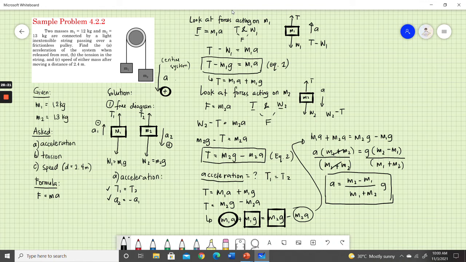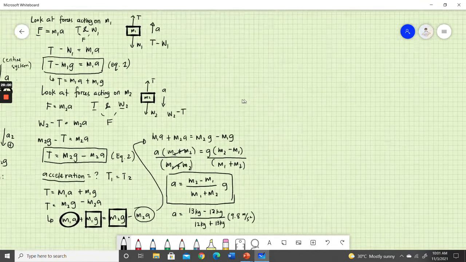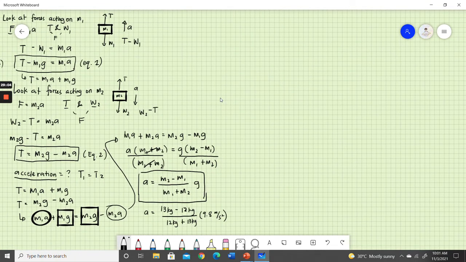So now let's solve for the acceleration on this problem. So we have mass 2, which is 13 kilograms, minus mass 1, which is 12 kilograms, divided by m1, which is 12 kilograms, plus m2, which is 13 kilograms, and multiplied by g. Ang g natin is just, we're gonna use positive here, meters per second squared. Okay, so just solve that in your equation. Your a is equal to 0.392 meters per second squared. So that is your a.